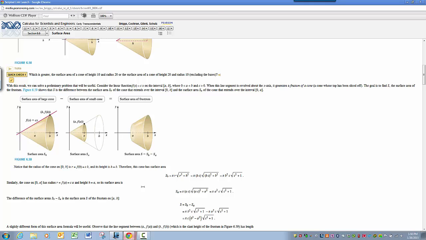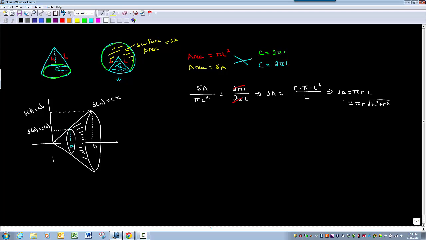Okay, so what are we going to do? Well, let's find the surface areas. So the surface area of the larger one, using this idea, so the surface area all the way out to B, is going to be equal to pi times the radius. Now the radius here is CB times the square root of h, which is the height, so that's b, so b squared, plus the radius squared again. And so the radius we know is CB, so plus CB squared.